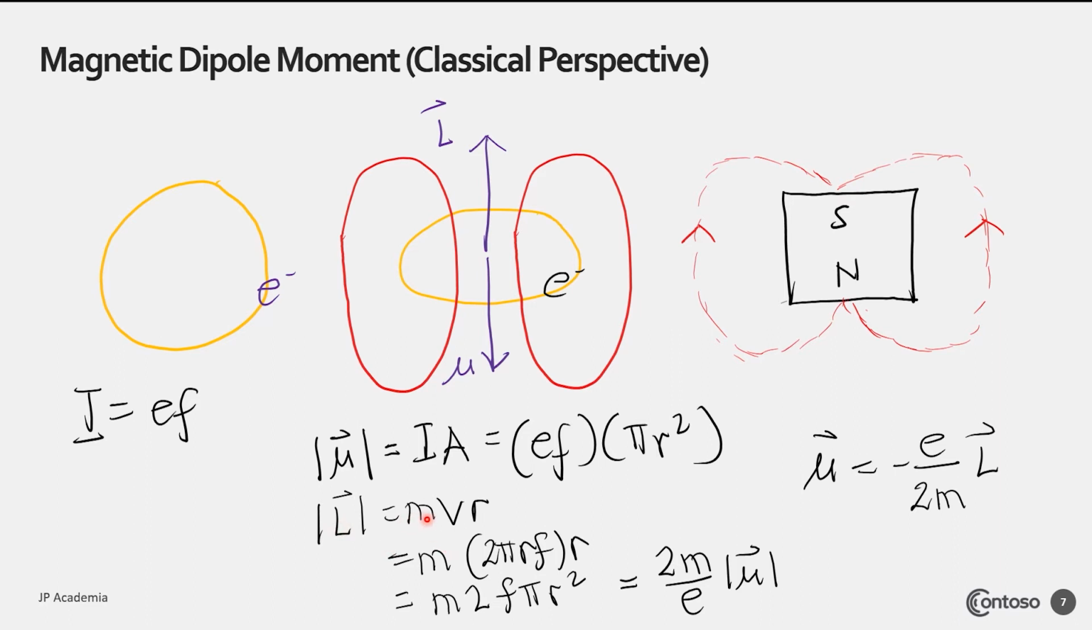So this is equal to mvr. Then we can rewrite v here in terms of 2 pi r f, the frequency of the motion of the electron, and this will be equal to 2me times the magnitude of your magnetic dipole moment. So therefore, we have this relationship between your magnetic dipole moment and orbital angular momentum.